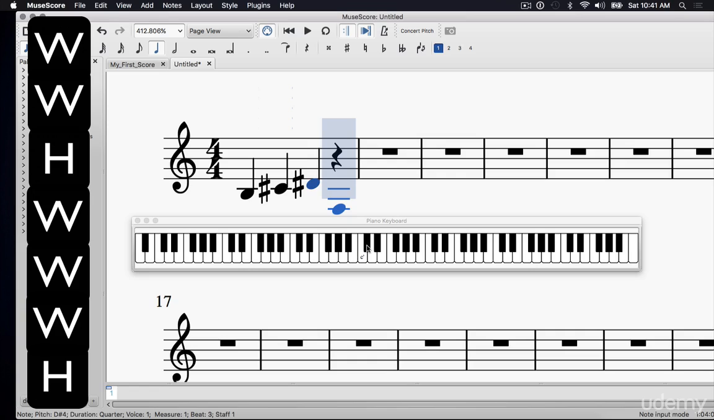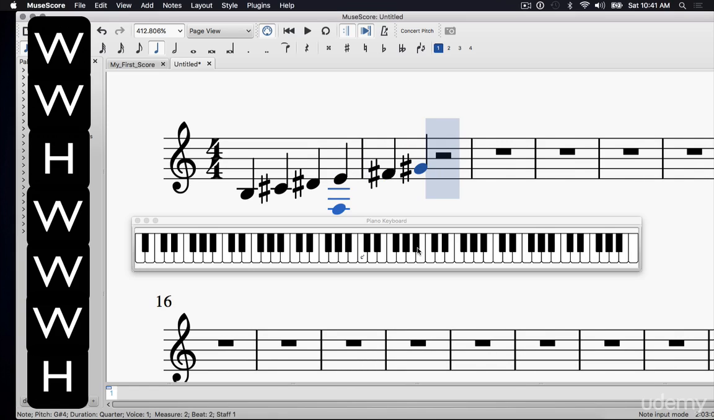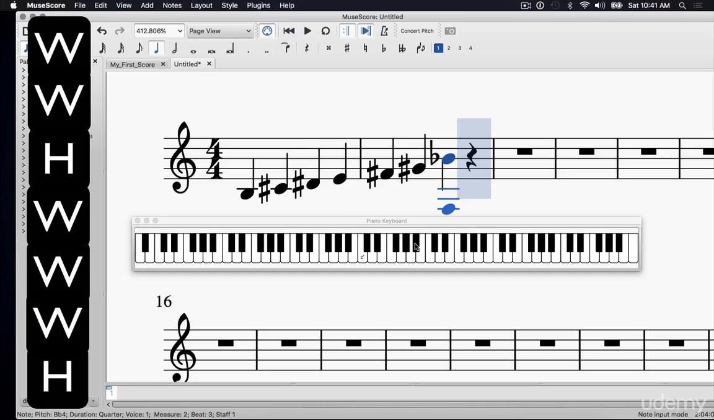Okay, let's continue on. Let's start over. So B to C sharp is a whole step. To D sharp is a whole step. Now we need a half step, gets us to E. And then we need a whole step, gets us to F sharp. And then we need another whole step to G sharp, another whole step to A sharp. And it put a B flat, I'll correct that in a minute. And then a half step gets us back to B.